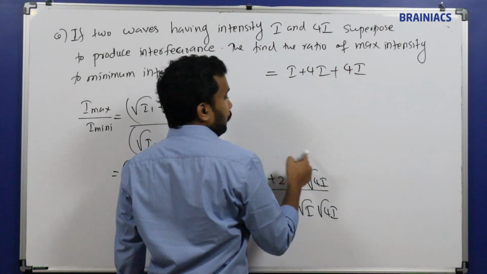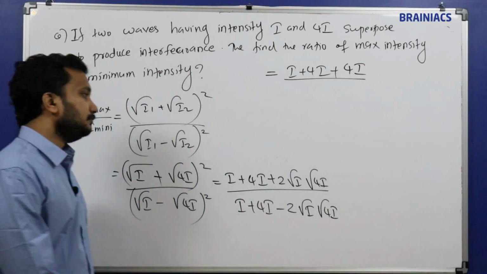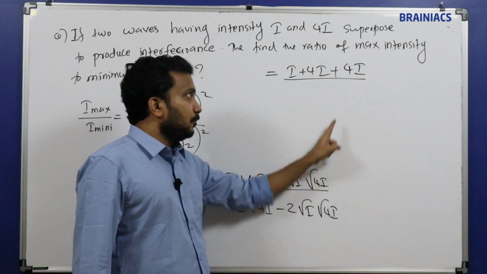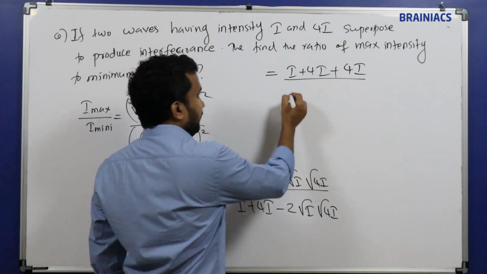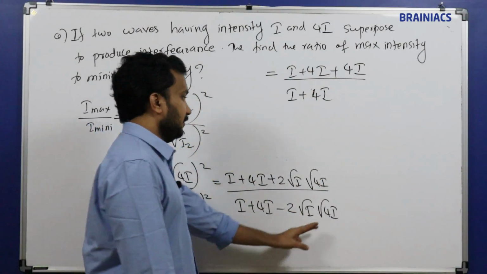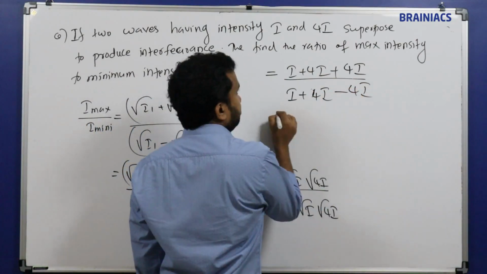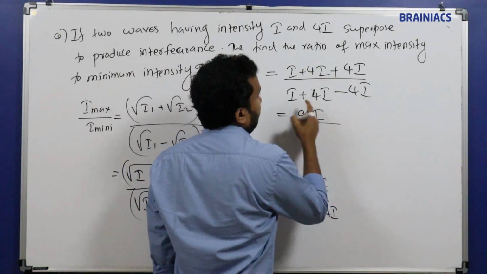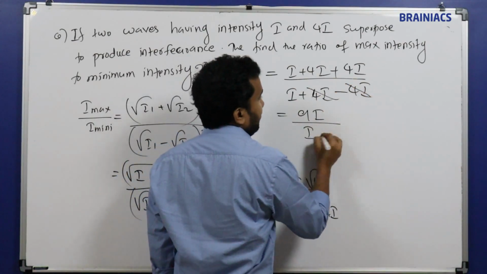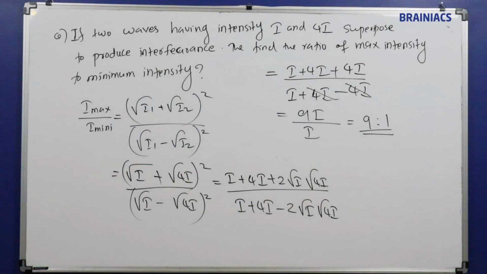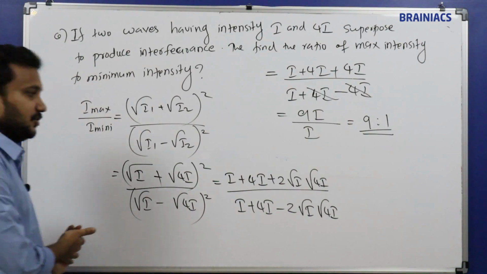Root 4 is 2, 2 into 2 is 4, root I into root I is I. The denominator is similar, but with minus 4I. So what will come? Numerator 4I plus I plus 4I is 9I. In the denominator 5I minus 4I is I, so the I cancels. So the answer is how much? 9:1. The maximum intensity to the minimum intensity ratio is 9:1. Hope the session is clear.